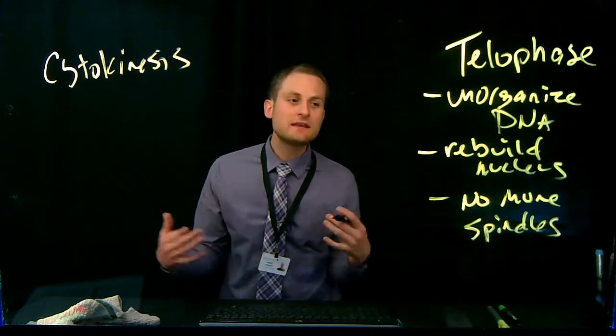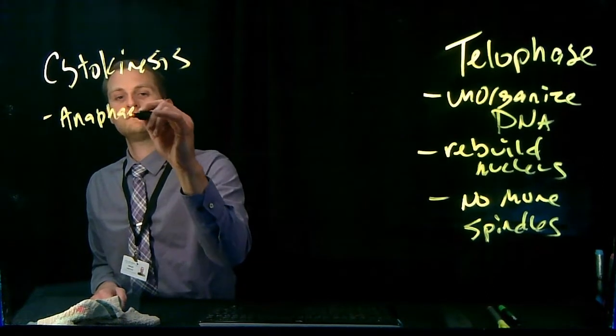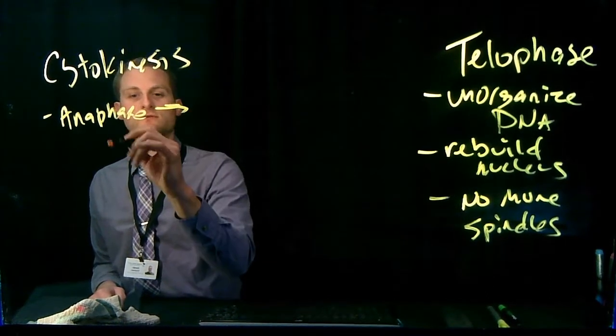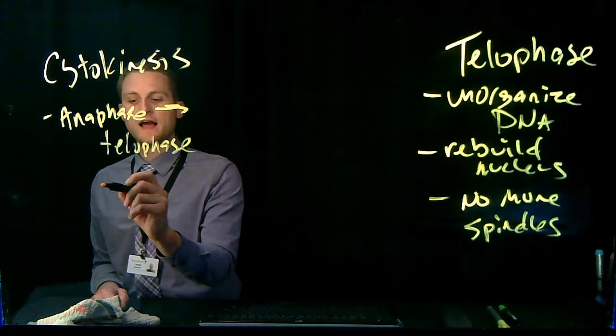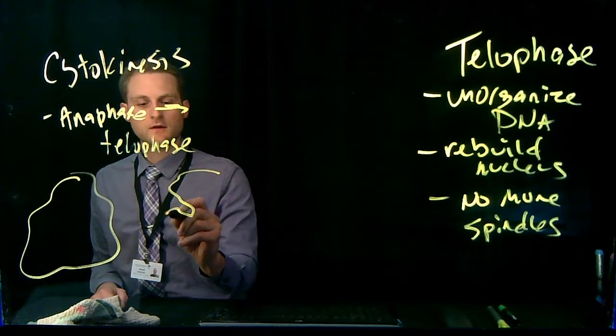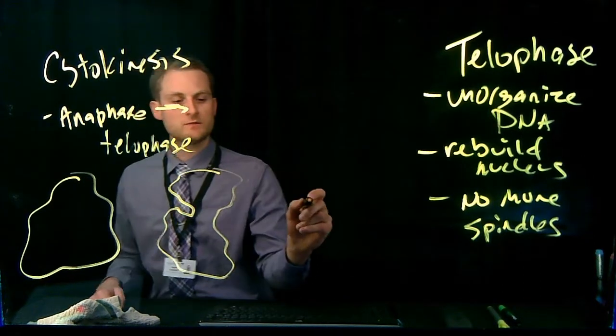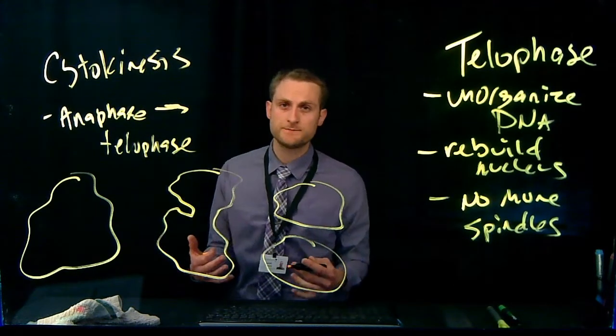Cytokinesis begins in anaphase, and then it will continue through telophase. And this is where we're actually going to be taking our one large cell and turning it into two identical daughter cells.